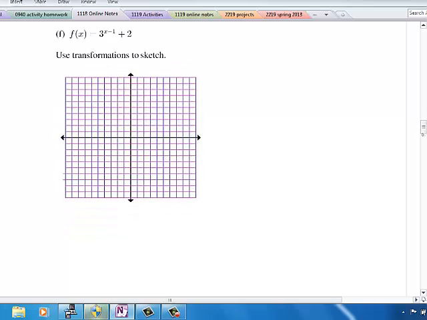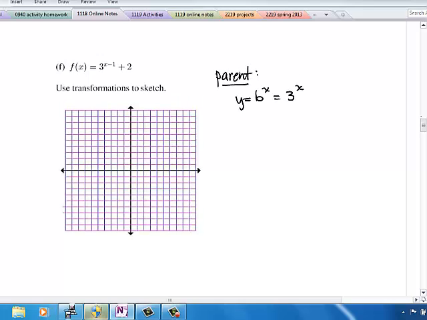One more using transformations to sketch. This time, instead of having a reflection, we have an x minus 1 in the exponent. X minus 1, that's adjusting the x values. So again, our parent, we can see we have something exponential here. We just want y equals the base to the x, which in this case is 3 to the x. And then this x minus 1, that's going to be a shift to the right. And then the +2 again will be a shift up 2.